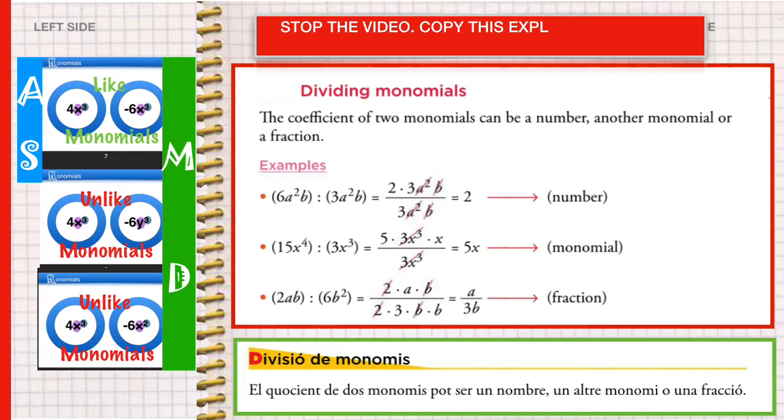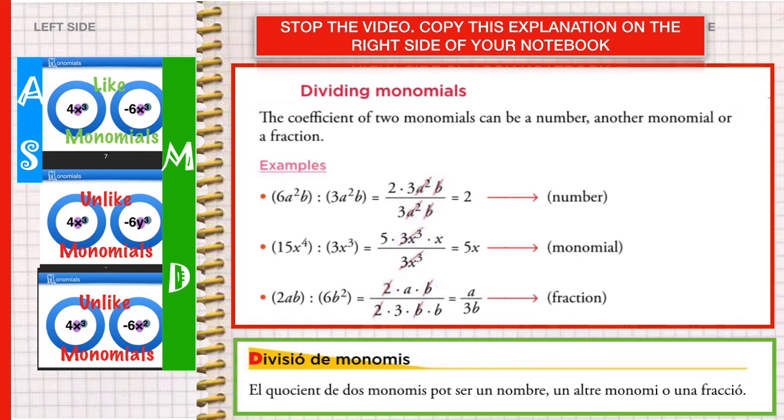Stop the video, copy this explanation on the right side of your notebook. Dividing monomials. The coefficient of monomials can be a number, another monomial, or a fraction. Examples: if you divide 6a squared b by 3a squared b, when you simplify, the literal part disappears and the result is a number, 2.